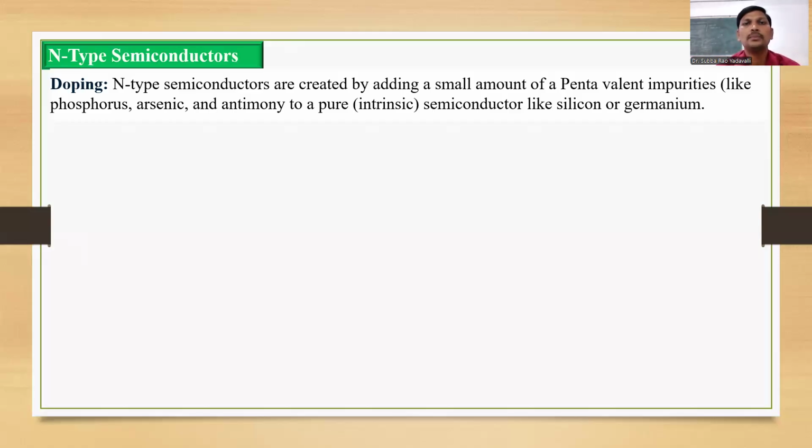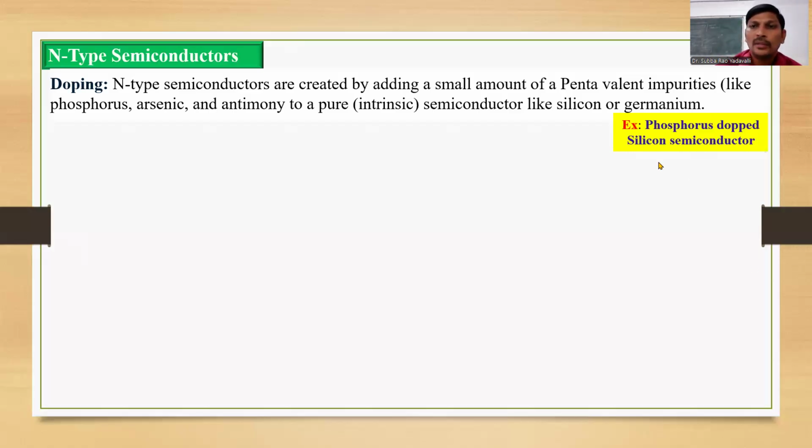So the pentavalent impurities are added to the pure semiconducting material. Pure semiconductors are silicon and germanium. By adding the pentavalent impurities to the pure semiconducting material, we get the N-type semiconductors. For example, phosphorus doped silicon. Here phosphorus is the pentavalent impurity doped in pure silicon, and arsenic doped in germanium, antimony doped in silicon, and phosphorus doped in germanium. These are the examples of N-type semiconductors.